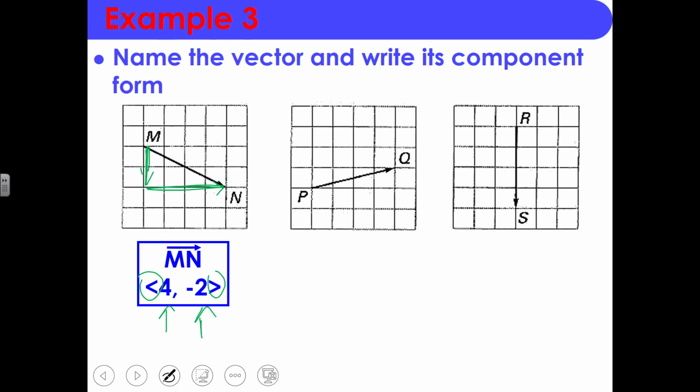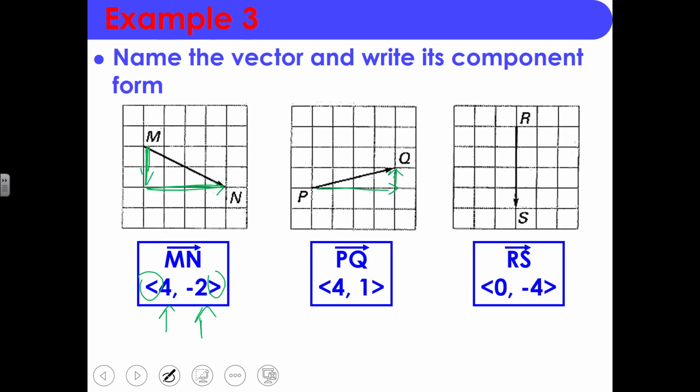In the second example, the vector's name is PQ. The starting point is P, the end point is Q, and the component form is 4 in the horizontal direction and 1 in the vertical direction. In the last example, we have vector RS. We have only a vertical component in this case. Therefore, the horizontal component is 0, and the vertical component is negative 4 because we're moving down.